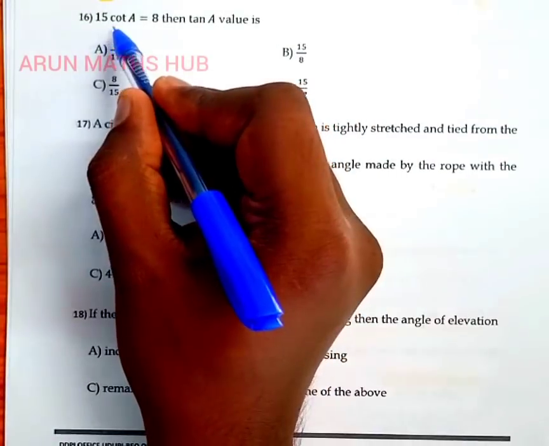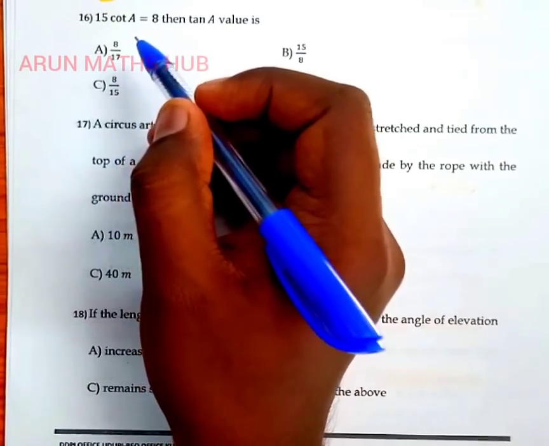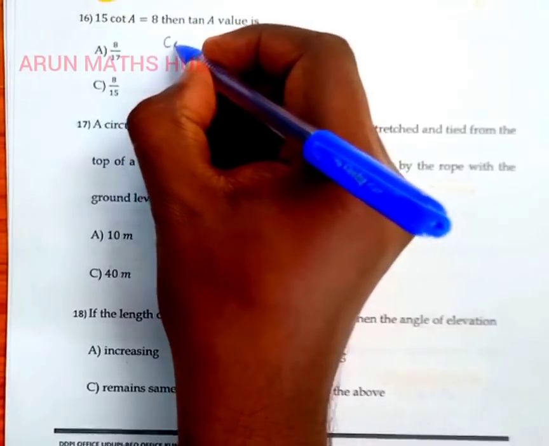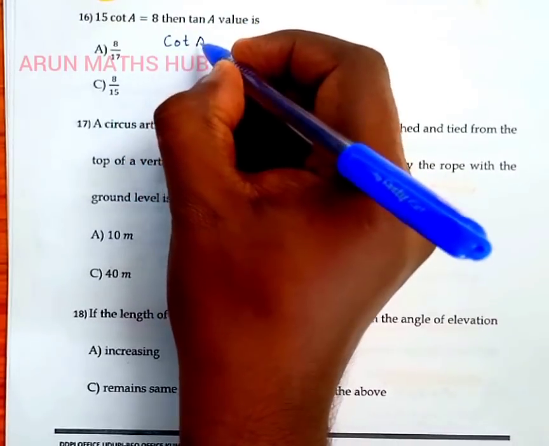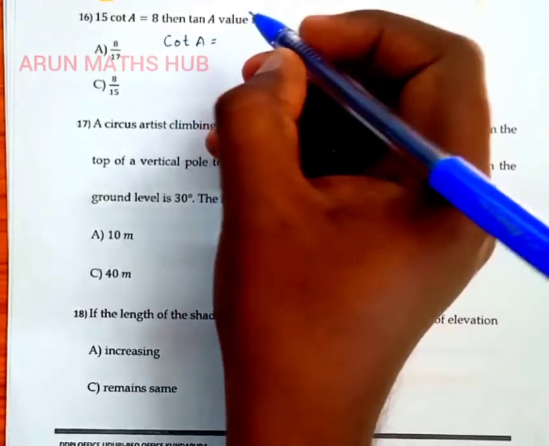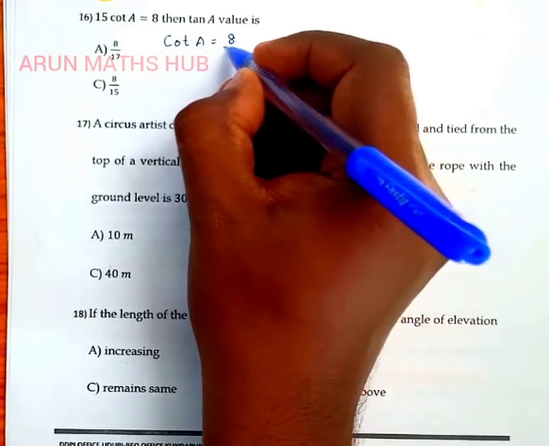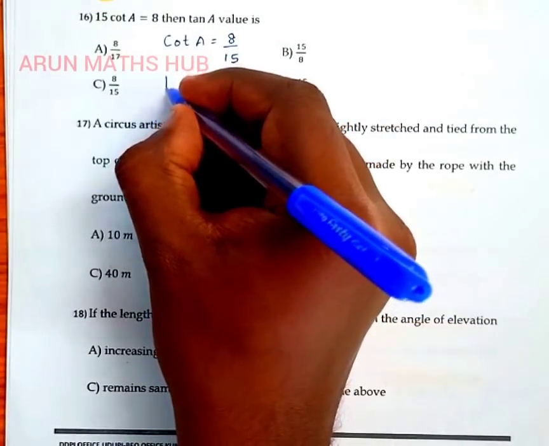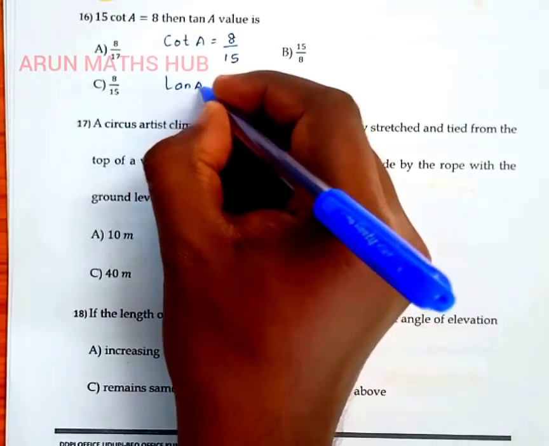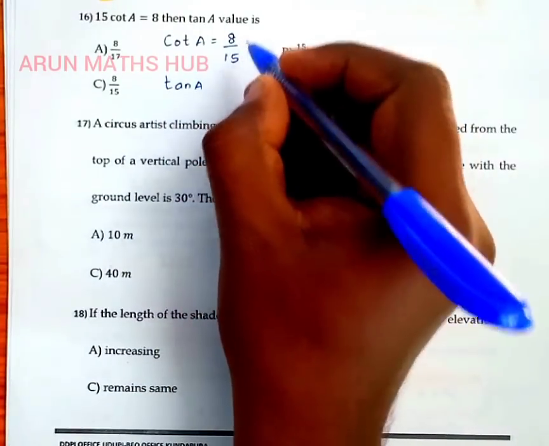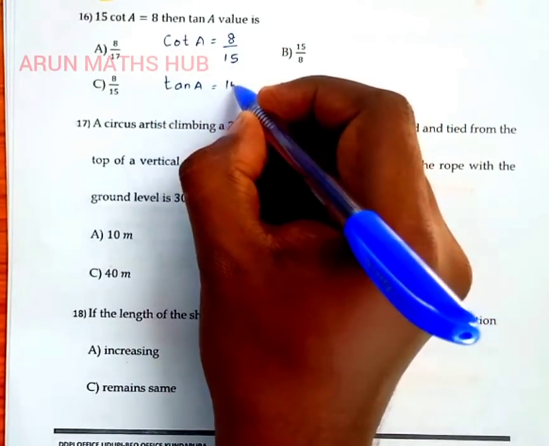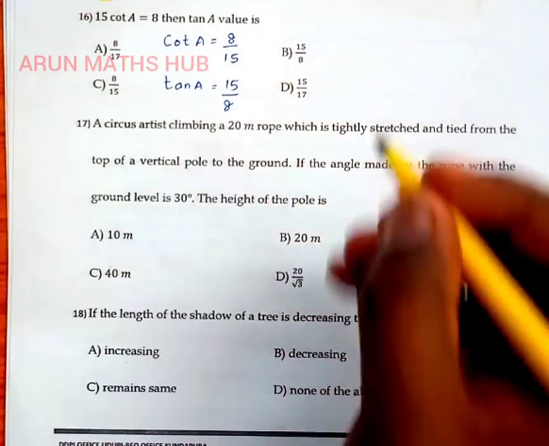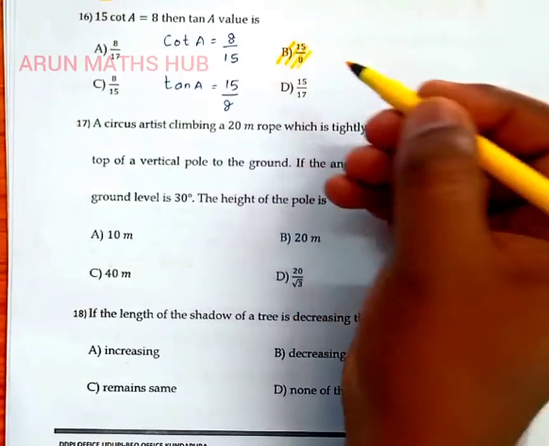Question number 16. 15 cot A equals 8. Then the value of tan A will be equal to. Now 15 cot A equals 8. Therefore cot A, cotangent of angle A, will be equal to 8 by 15. Tan A is just the reciprocal of cot A. Therefore tan A equals 15 by 8. Just take the reciprocal of the ratio, we get 15 by 8. Therefore the correct answer is option B, 15 divided by 8.